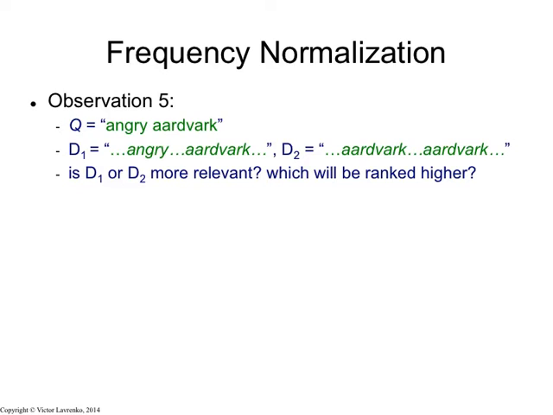Now, if you were that user, would you prefer document D1 or document D2 to be returned? Which document would you guess is more relevant? D1, right? It contains both of the terms that you had in the query. Now, using the formula that we had on the previous slide, which document would get ranked higher? D2. Okay, does everyone see that?